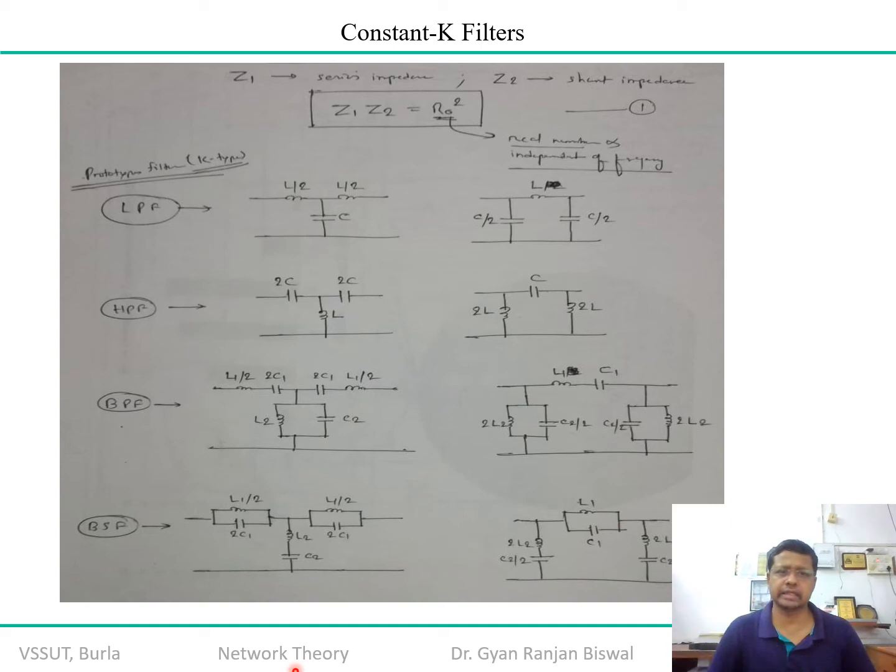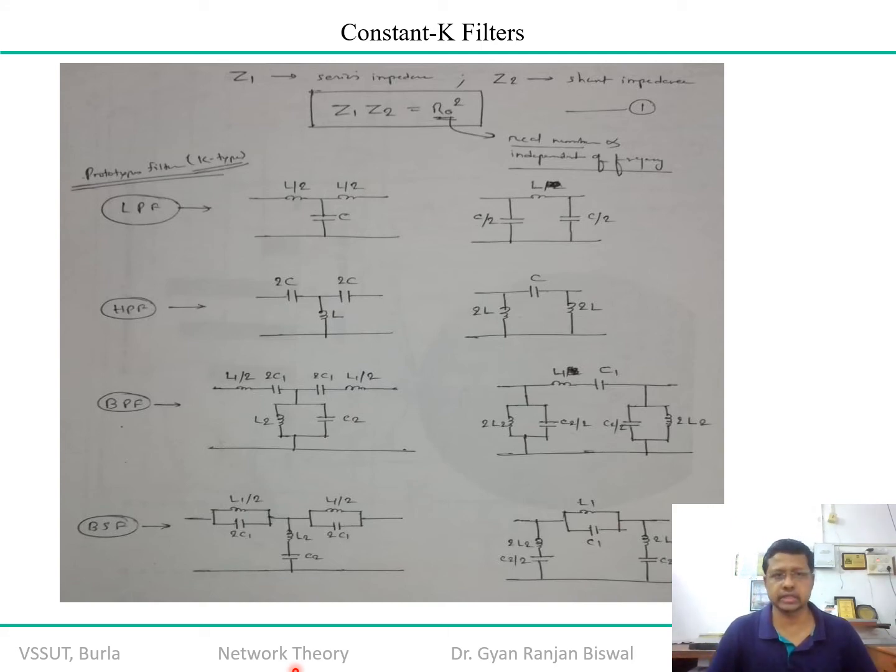What constant K means is that the numerical constant is free from frequency, not the filter. The filter is always dependent on frequency. So when you multiply the series arm impedance and the shunt arm impedance of that particular filter, this product should be free from frequency variation. That is equal to R naught square, because R is a real number and independent of frequency.